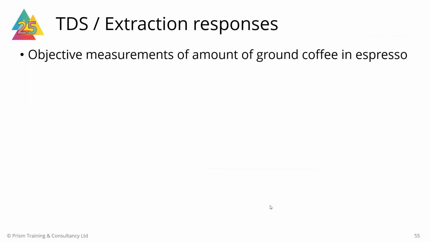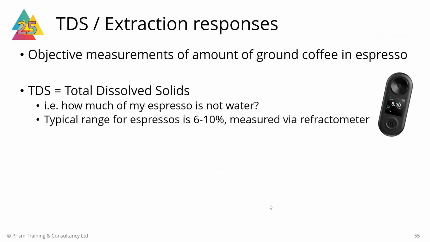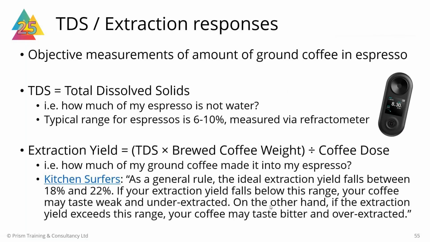Alongside that, I looked at some more objective measurements, and they're called TDS, which is total dissolved solids, measured via a refractometer. From that, you can also calculate something called the extraction yield, which basically asks the question, how much of the coffee that I ground has ended up in the drink that I'm now drinking? What's useful about this one is there's a range of typical values that we'd expect to get for espressos, somewhere around 20%. If the number is much less than that, then that's an indication it's going to be quite sour. Much more than that, it could be quite bitter. So I thought this might be a useful objective measure of extraction.